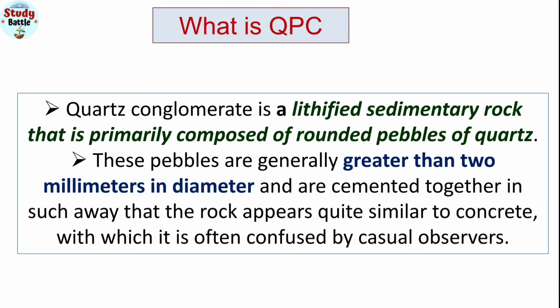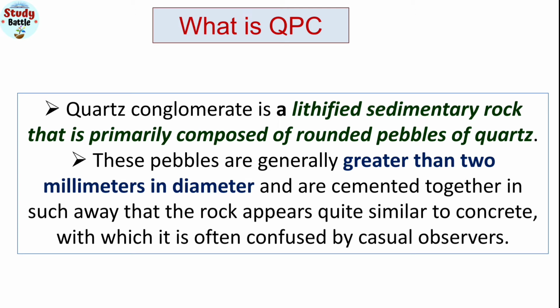Before we go into how the deposits are associated with QPC, we must first understand what QPC is. In the term Quartz Pebble Conglomerate, quartz is a mineral of the silica group, and pebble is a size of sediments. If you have studied the Wentworth grain size scale, you would know boulder, cobble, pebble. Pebble is the third grain size in that Wentworth scale.